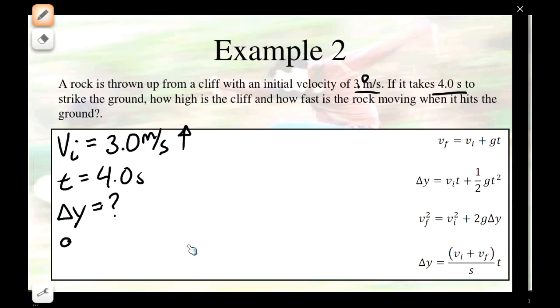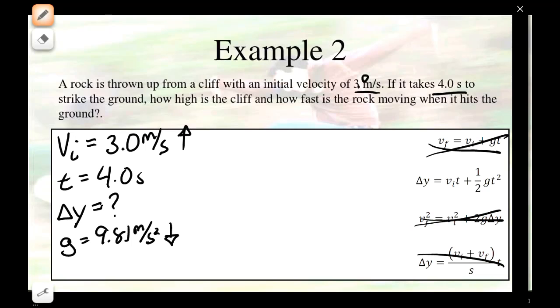And g equals 9.81 meters per second squared down. So now I'm looking for delta y again. And so this one does not have a delta y, so it's gone. And so let's see here. This one has a delta y, delta y, delta y. I do not have a final velocity, so all of these with the final velocities are now taken care of also. So this is just like the first problem, except now I have an initial velocity.